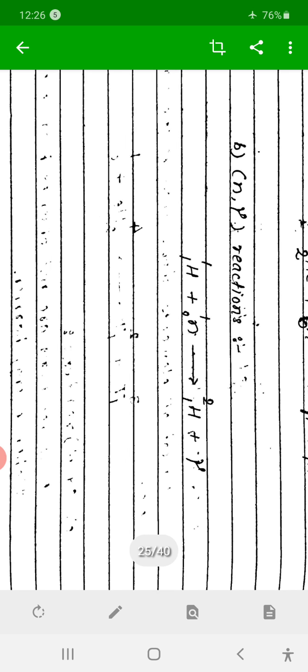Then N gamma reactions. H11, that is proton, plus neutron gives H12. The simple hydrogen nucleus is converted into deuterium plus gamma radiations. These are the examples of nuclear transmutation reactions using different types of projectiles, that is neutron, deuteron, proton as projectiles.